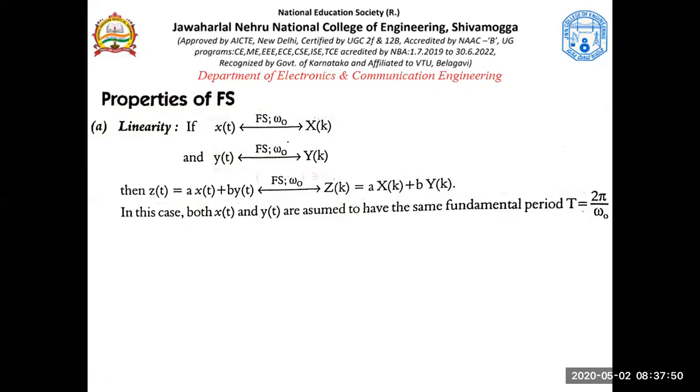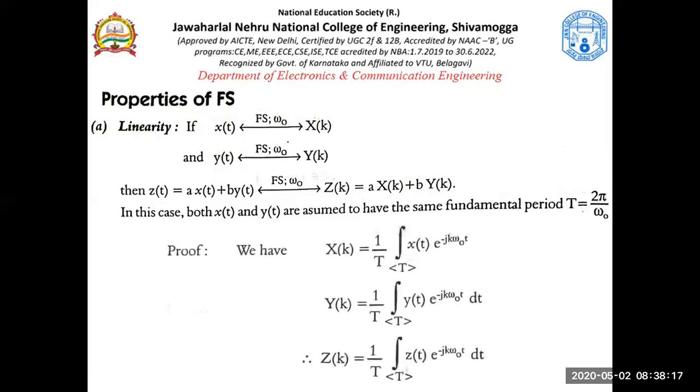So one should understand that we are applying Fourier series only to the signals which are periodic as well as continuous in time. And we know that all continuous time periodic signals are periodic with fundamental period T equal to 2 pi by omega naught seconds. Understand? So let's see how we can prove this.